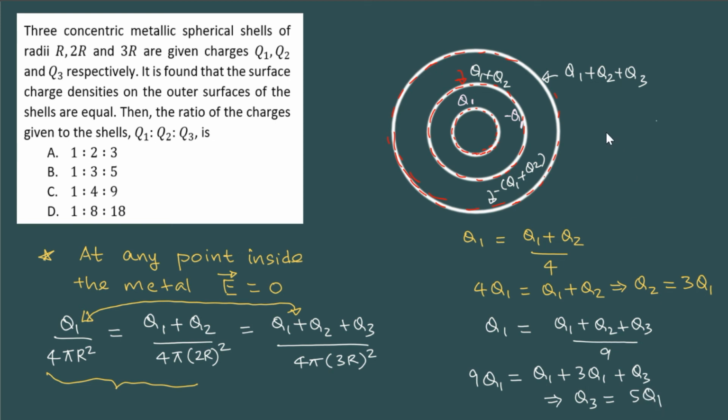So what is the ratio here? Q1 to Q2 to Q3: Q2 is 3Q1 and Q3 is 5Q1. So that is 1 is to 3 is to 5. So the answer should be B.